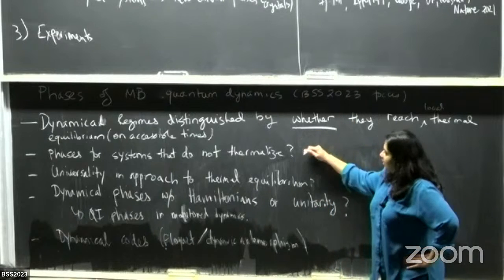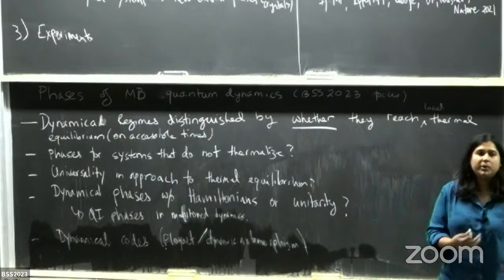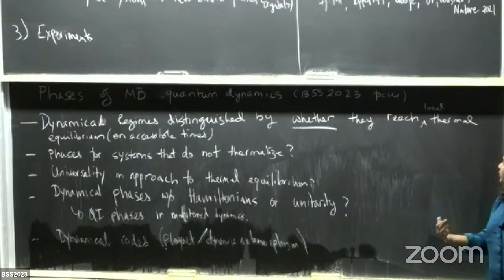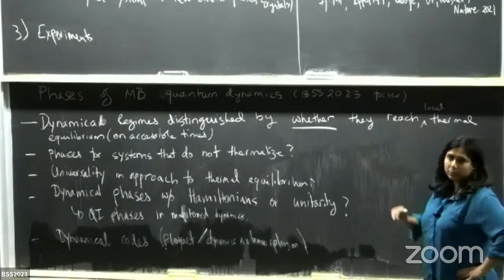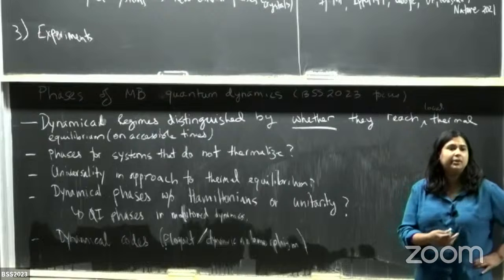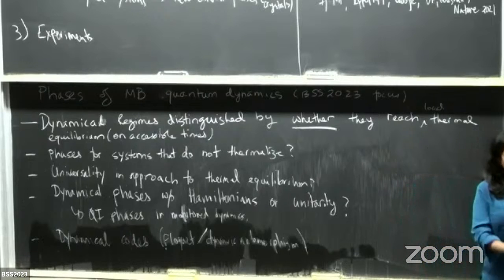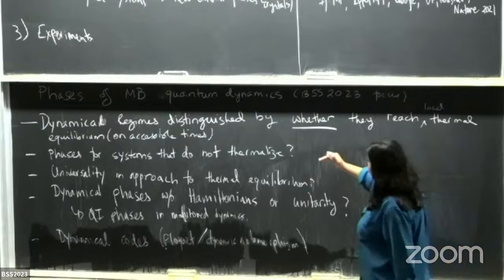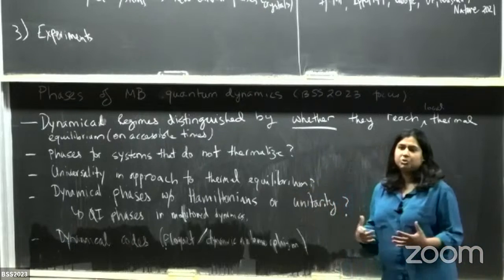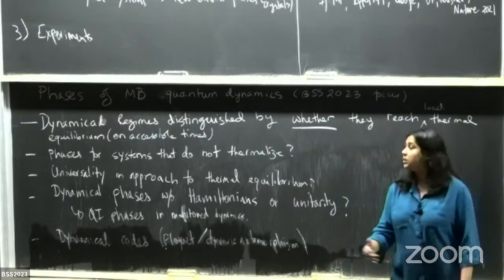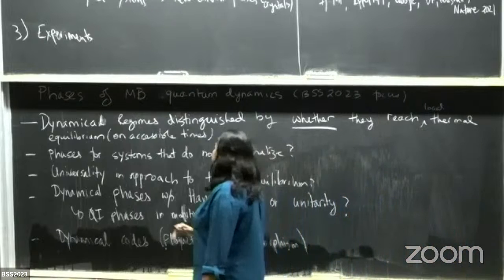This then naturally leads to the question of how do we define phases for systems that do not reach thermal equilibrium. Okay, all of our understanding of phases of matter is based on the framework of equilibrium thermodynamics, where you look at a ground state or a Gibbs state and you ask about the possible orders. But when systems do not reach thermal equilibrium, so that these descriptions are not even a good starting point, how do you talk about phases in that setting?